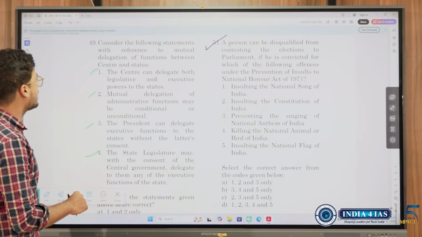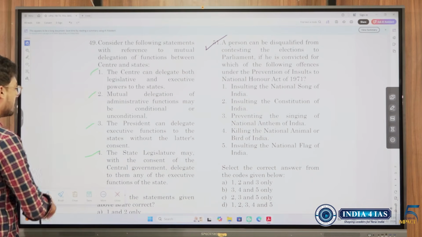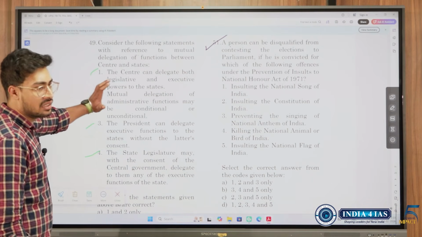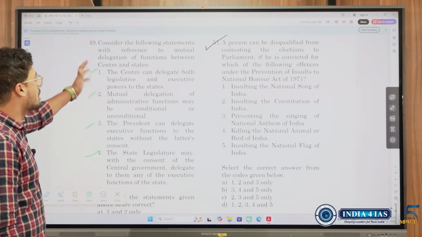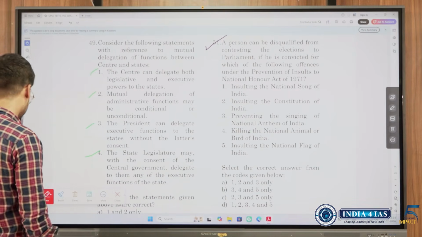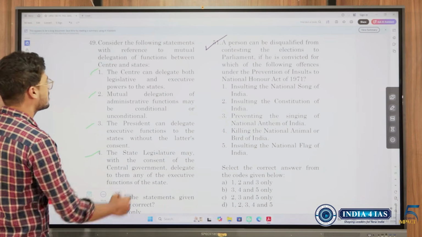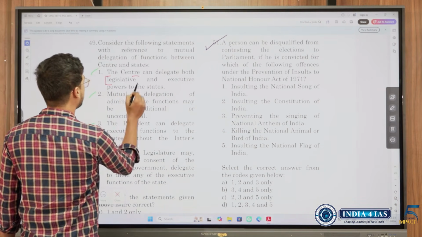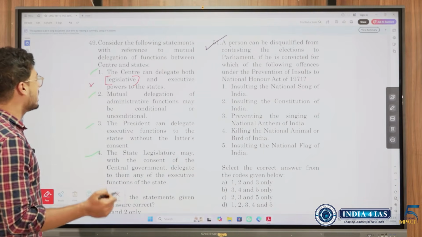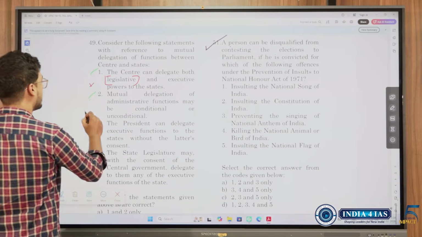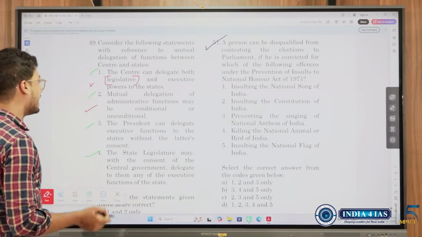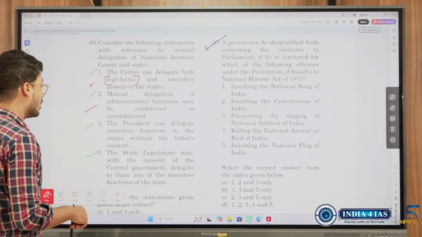Again, with reference to delegation of functions between the center and state, this is directly mentioned in Lakshmikant. The only thing is you might get confused, that is why I wanted to talk about this. The center can delegate both legislative and executive powers? See, the center cannot delegate legislative power. Mutual delegation of administrative functions may be conditional or unconditional, correct. The President can delegate executive functions to the states without the latter's consent.